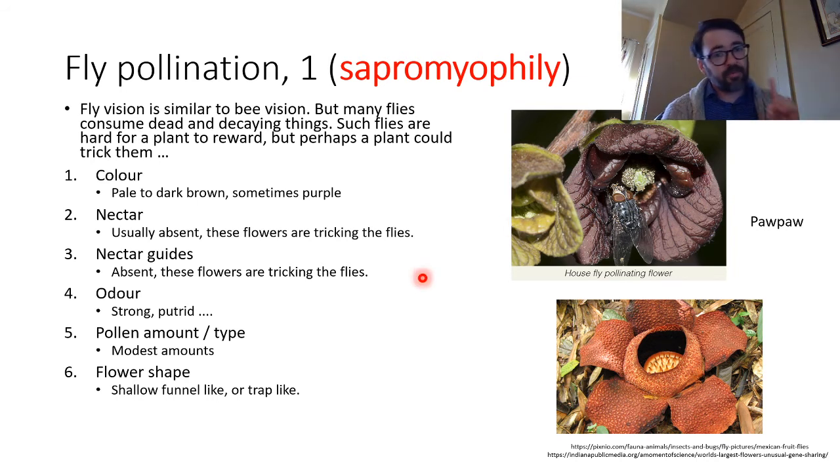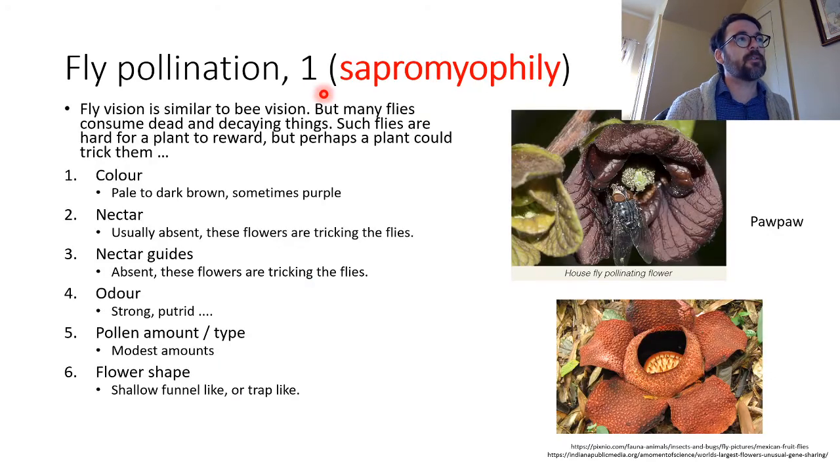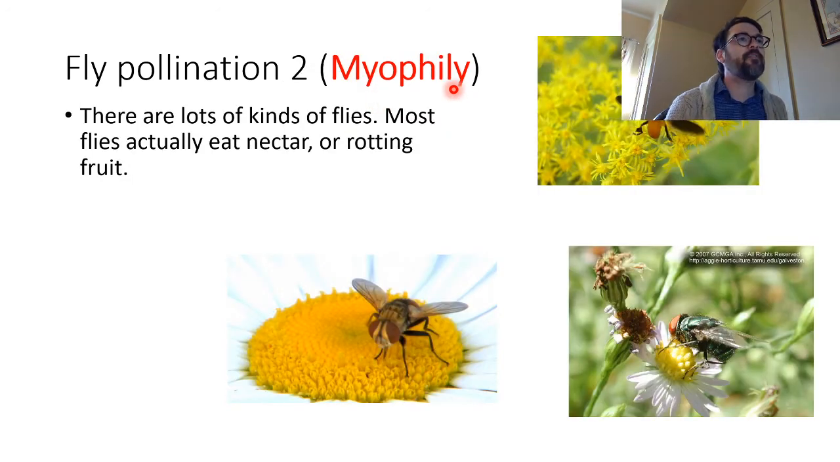So that's one form of fly pollination where you're actually tricking flies that don't really get anything out of the situation. The other kind is myophily. You'll notice that these are similarly named. Sapromyophily, so sapro meaning about decaying. And myophily is just regular flies.